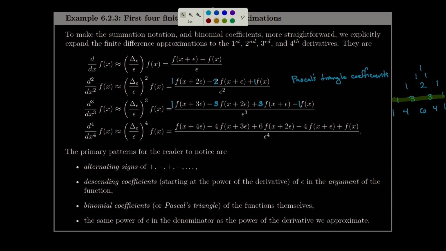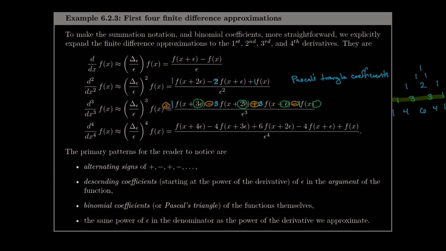And we also have alternating signs of plus, minus, plus, minus. And then we have descending coefficients on epsilon. So we have 3 epsilon, 2 epsilon, 1 epsilon, 0 epsilon. So those are the patterns that you start to recognize in these finite differences.